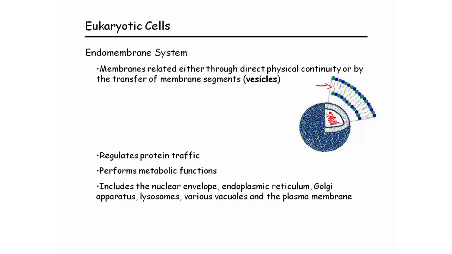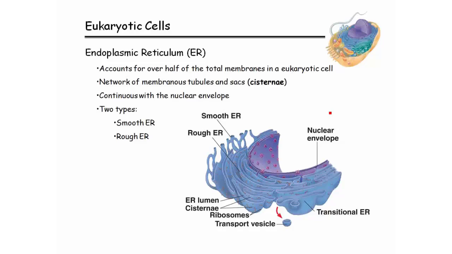So the first one that we'll discuss is the endoplasmic reticulum. The endoplasmic reticulum oftentimes is called the ER for short. And this makes up over half of the total membranes that you find in a eukaryotic cell. So it is an extensive network of membranes. These membranes will be folded back and forth on each other to form lots of flattened compartments or sacs, and these sacs are often called cisternae. If we look at this slide, it is the blue. Notice that this one is actually continuous with the nuclear envelope.